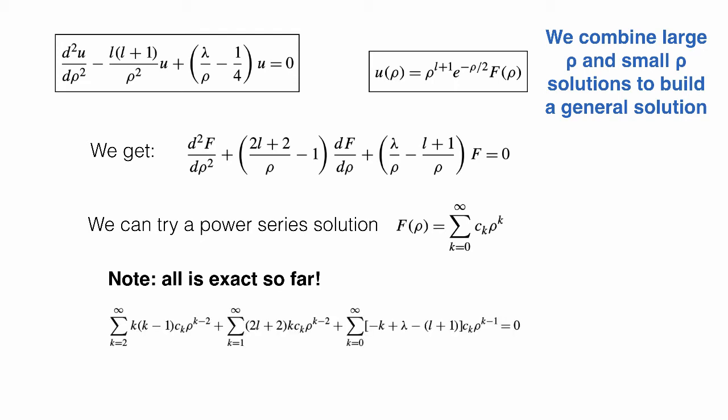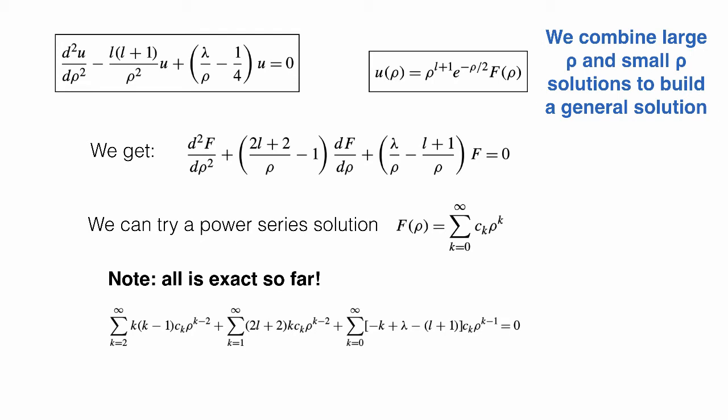If you substitute f of rho into the equation for f, the differential equation for f, you end up with this equation here. Again, a good place to stop the screencast and convince yourself. Two things that I'd like to attract your attention to: the first is the boundaries of the sums. You see the first sum started at 2 and the second sum started at 1.